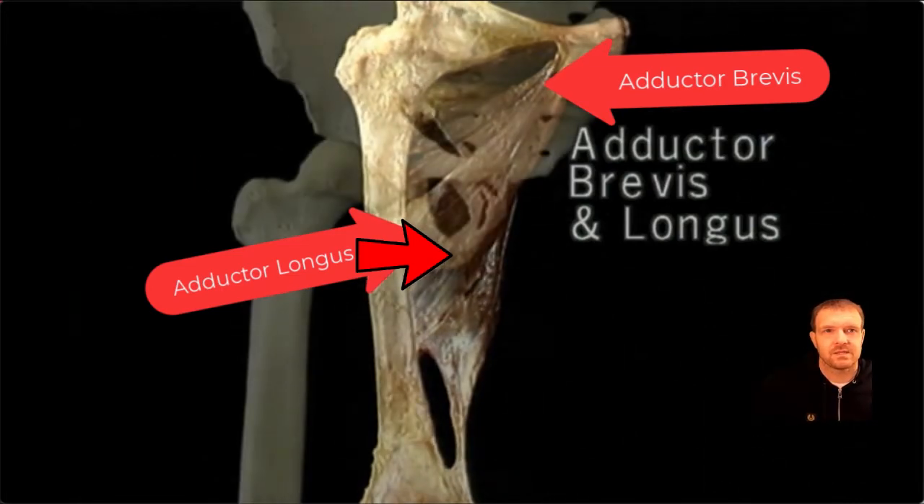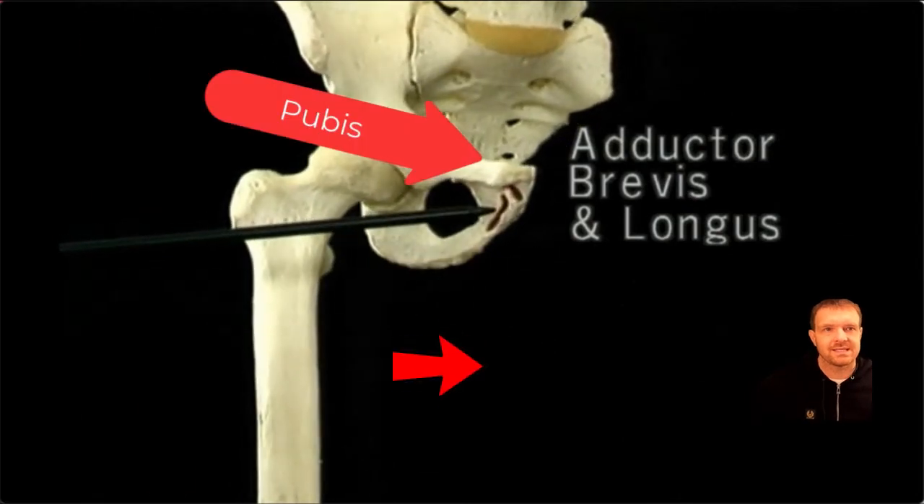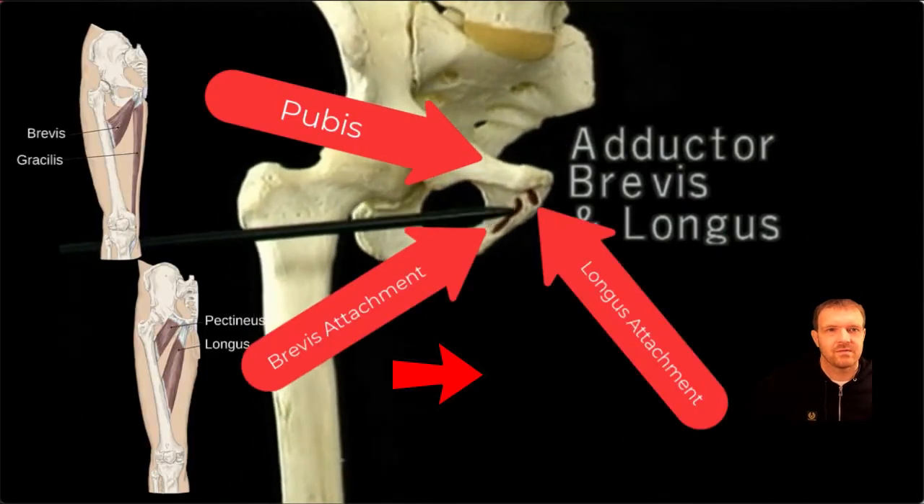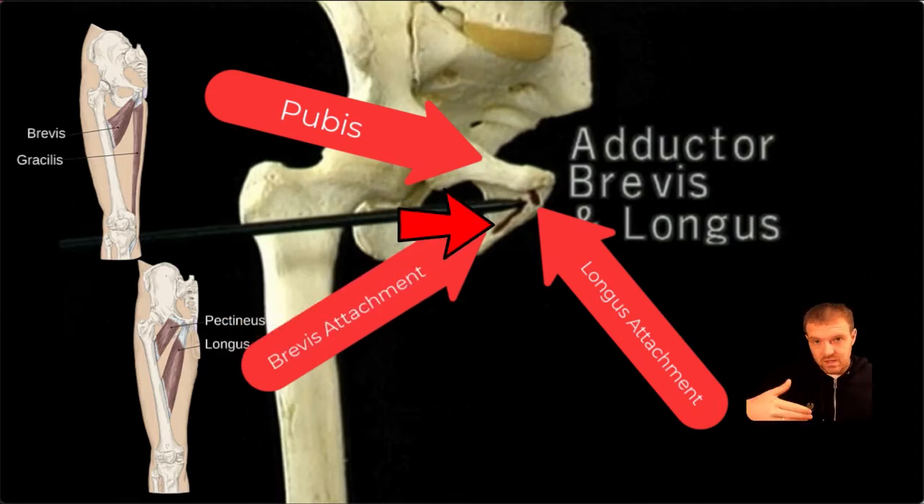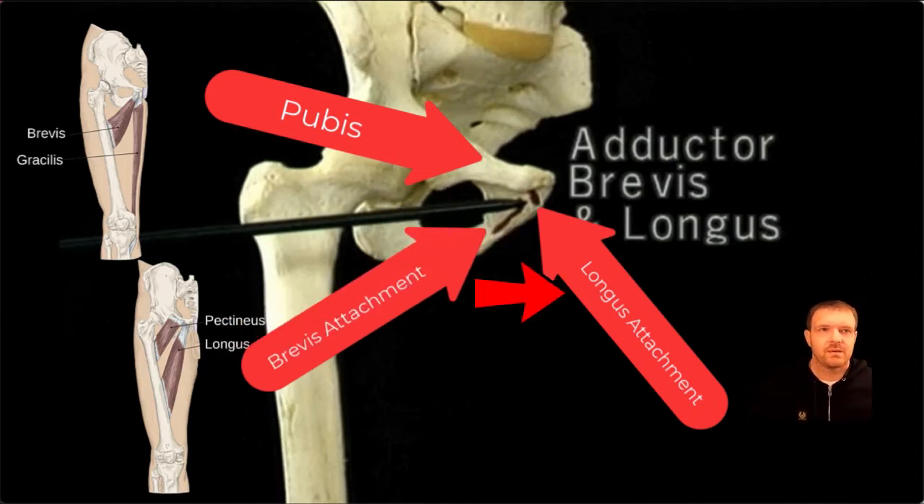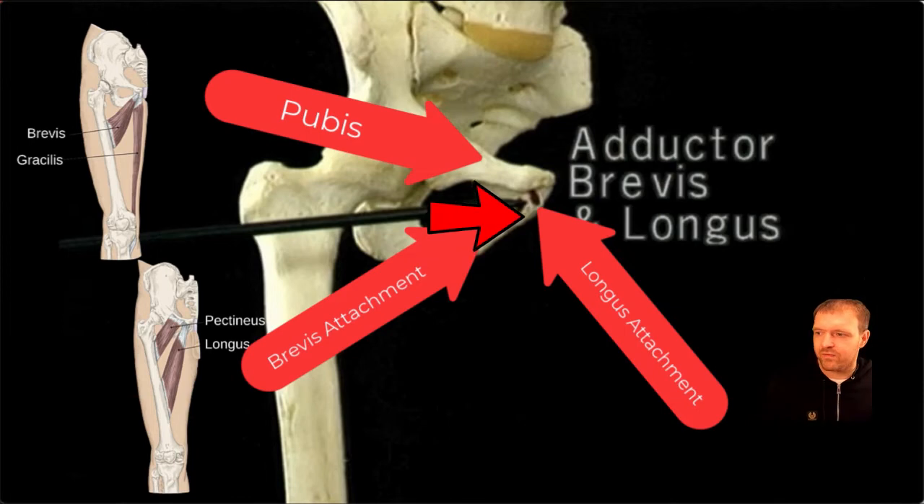So let's just pass this through. There we go. So these are the attachments on the pubis. I'll just pause that there. So we've got the brevis attachment just literally underneath your pubic bone, and then the longus attachment right on the front of the pubic bone. Now, if you have adductor injuries, then it's usually another one of the adductors where you feel it.